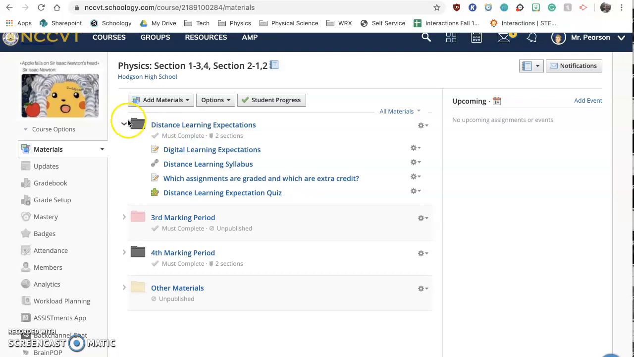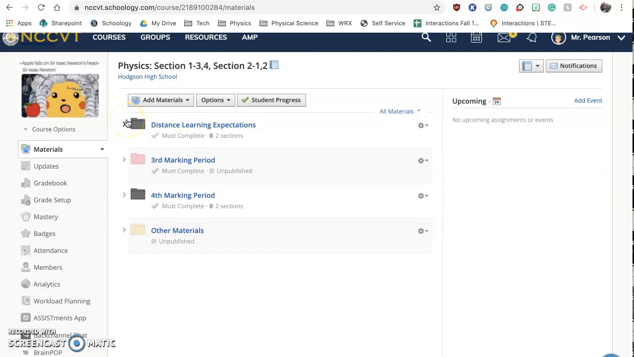All right. Last Thursday, you should have submitted everything for the third marking period. I have unpublished that folder and it's going to remain that way just to keep things a little bit less confusing for you guys. Okay. Moving forward, anything that you're doing on Schoology is going to be housed in this fourth marking period folder.